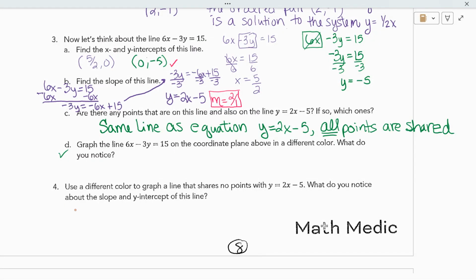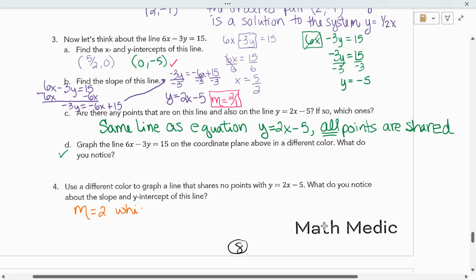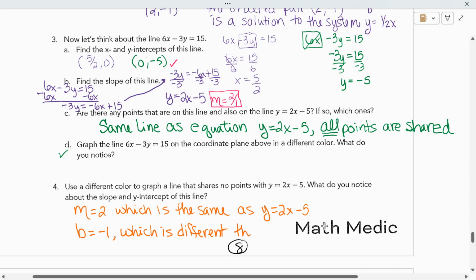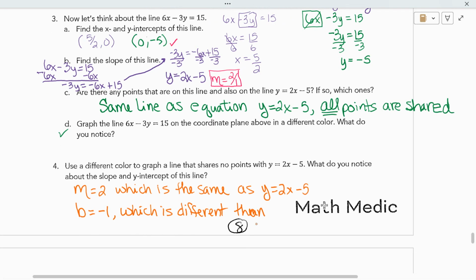So what do you notice about the slope? Well, the slope is 2, which is the same as y equals 2x minus 5. But the y-intercept is -1, which is different than y equals 2x minus 5.